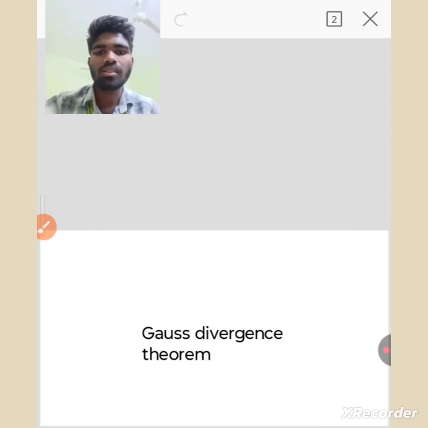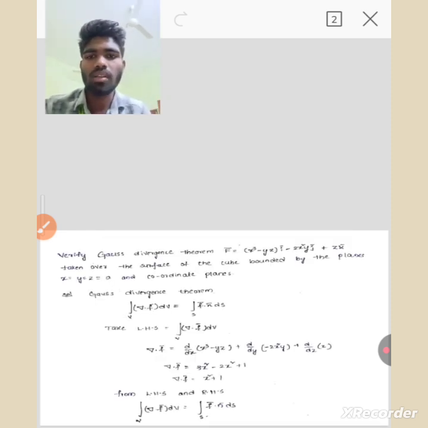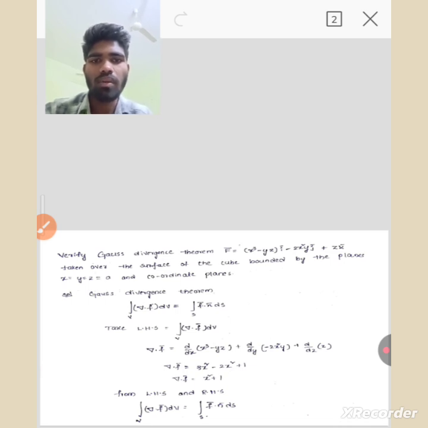Gauss divergence theorem, 23MAT02. The given question is: verify Gauss divergence theorem for F bar equal to (x cube minus yz) i bar minus 2x square y j bar plus z k bar, taken over the surface of the cube bounded by the planes x equal to y equal to z equal to a and the coordinate planes.